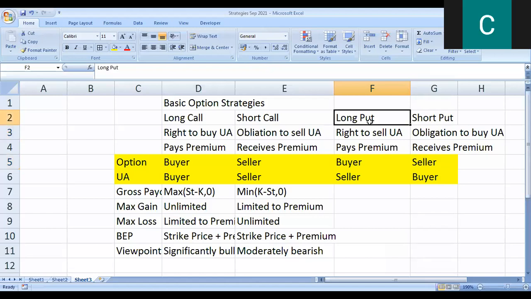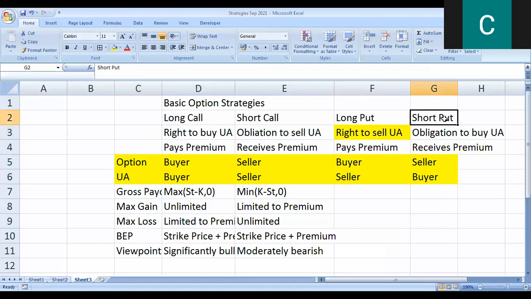Long put. Long means to buy. So when it comes to the option, you play the role of buyer. But when you buy the put option, what is your role in the underlying asset? Here I have written right to sell the underlying asset. So when it comes to the underlying asset, you are the seller. So in the option, you are the buyer, and in the underlying asset, you are the seller.